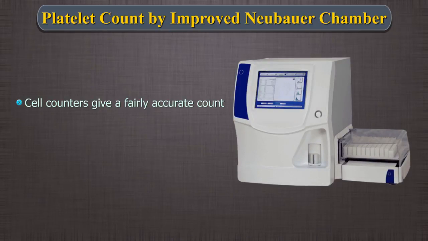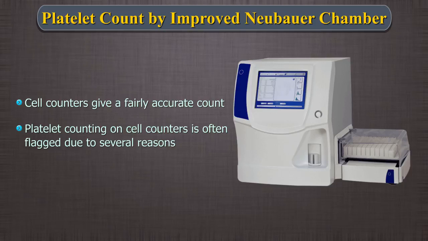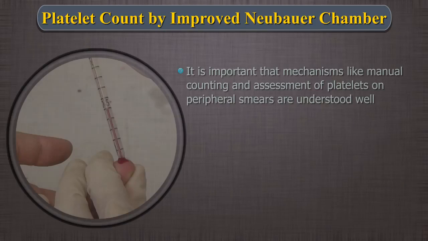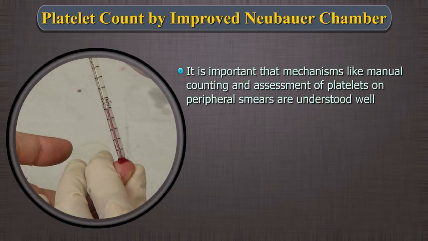Cell counters nowadays give a fairly accurate count. However, platelet counting on cell counters is often flagged due to several reasons, which are discussed in the respective section. Thus, it is important that mechanisms like manual counting and assessment of platelets on peripheral smears are understood well and the skills for such obtained.